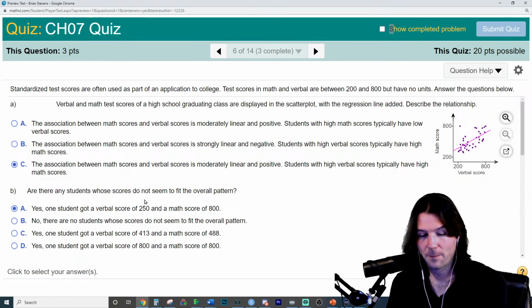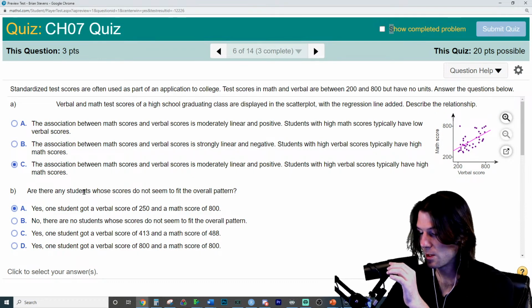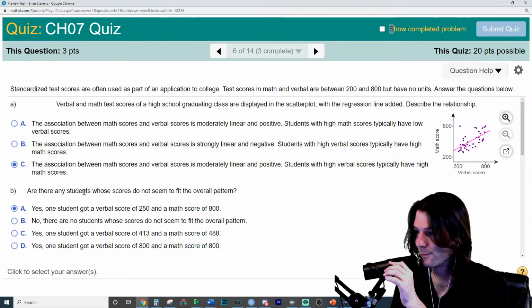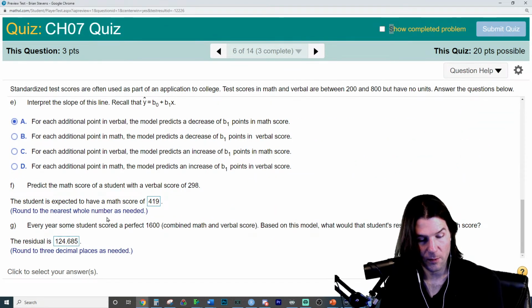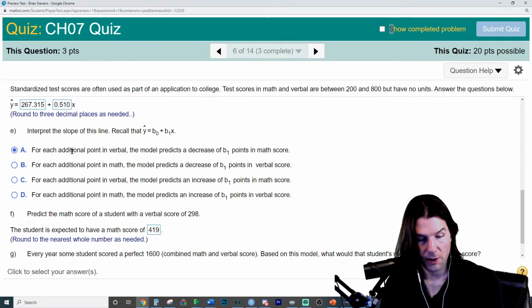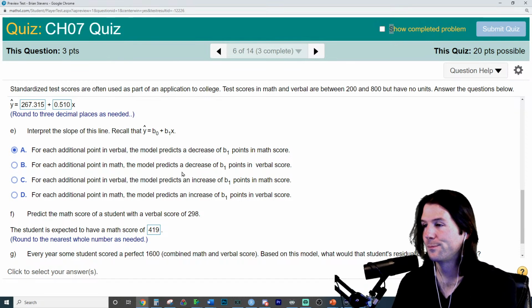Math score, that's right. The association, you know what it was? The music stopped. What did we do? Did we make a rounding error? Three decimals, whole number, for each additional point in verbal, an increase in math score.